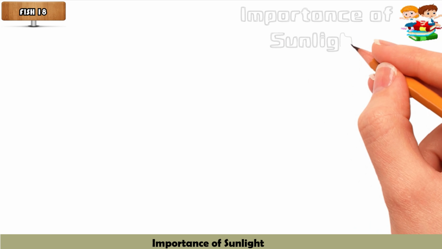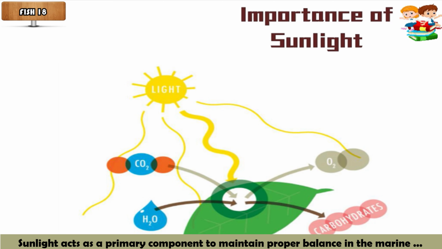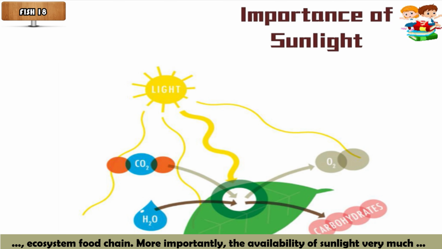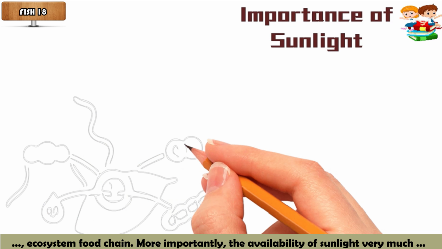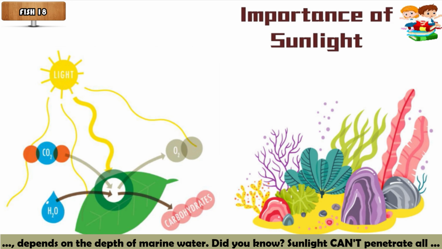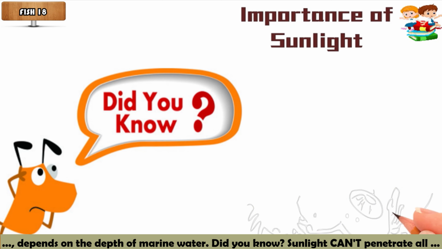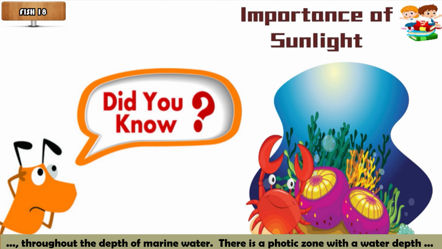Importance of sunlight. Sunlight acts as a primary component to maintain proper balance in the marine ecosystem food chain. More importantly, the availability of sunlight very much depends on the depth of marine water. Did you know? Sunlight can't penetrate all throughout the depth of marine water.